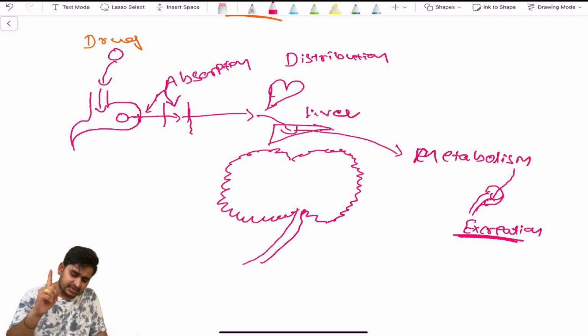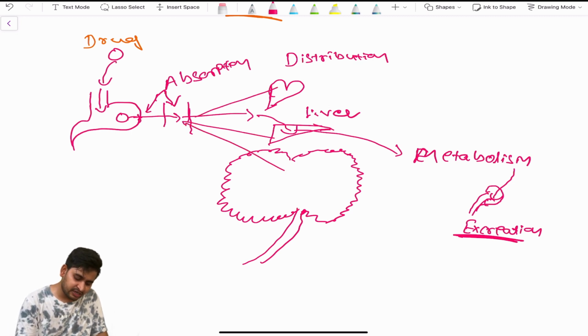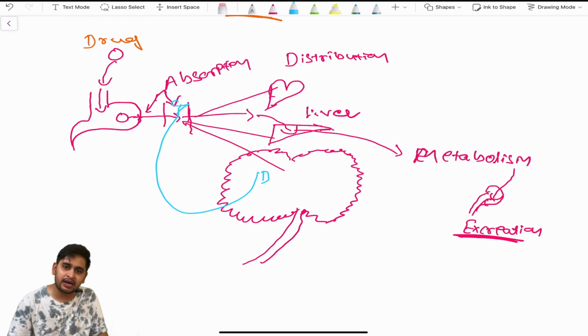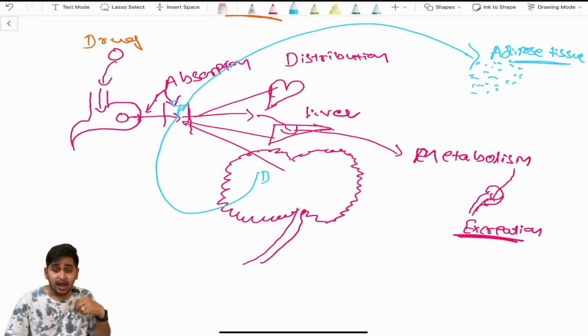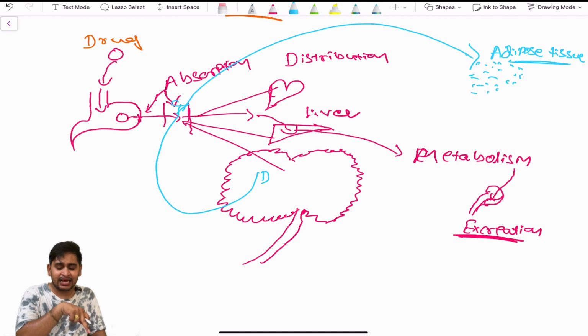But see, some drugs get distributed into the various tissues, and these drug molecules again come back into the blood, and then get redistributed back into the adipose tissue. Again redistributed into the adipose tissue. Adipose tissue means what? High fat is present in the adipose tissue, right? Since high fat is present in the adipose tissue, mostly the lipid soluble drugs would be redistributed into the adipose tissue for storage, right?